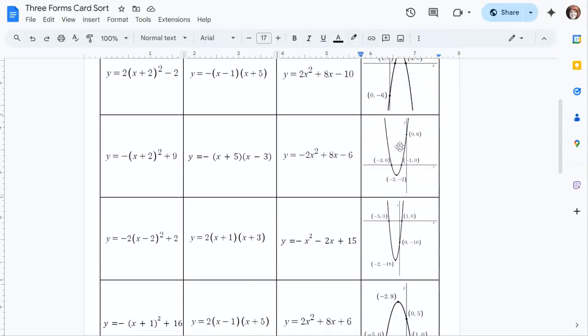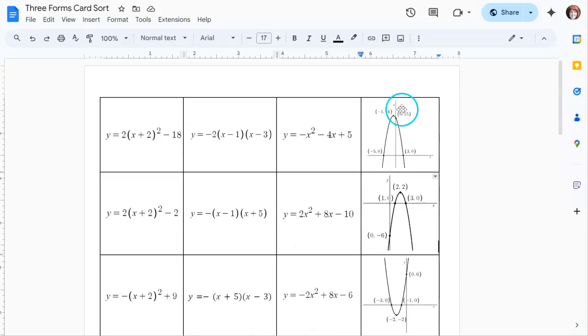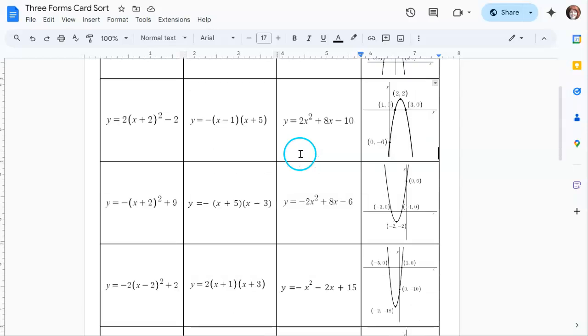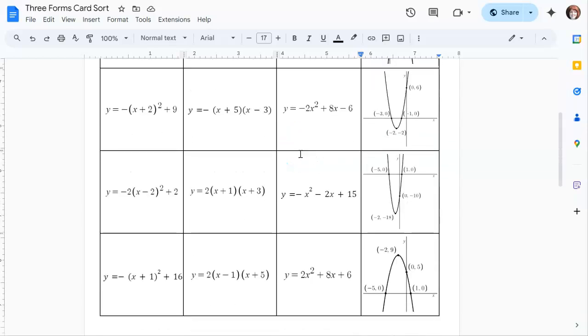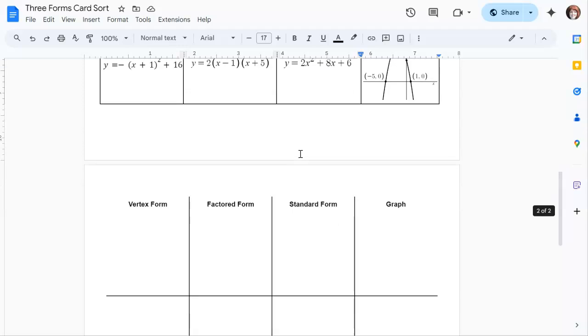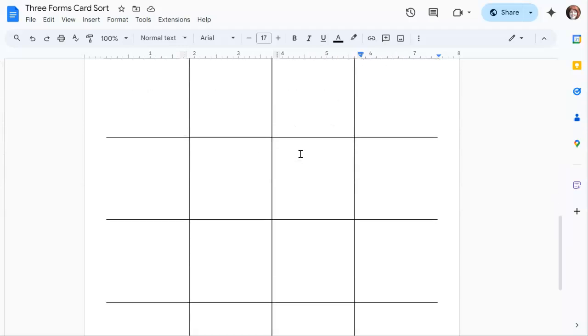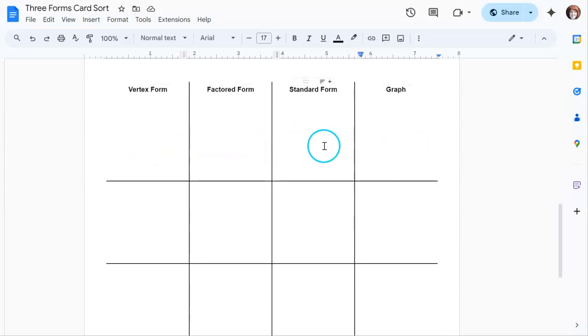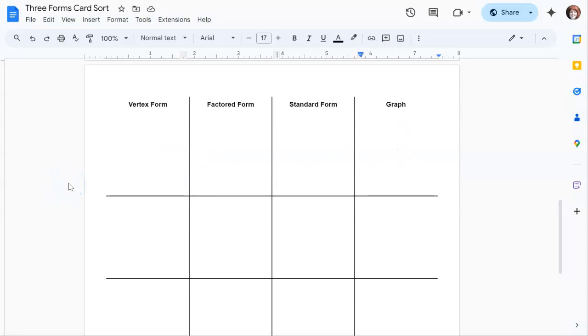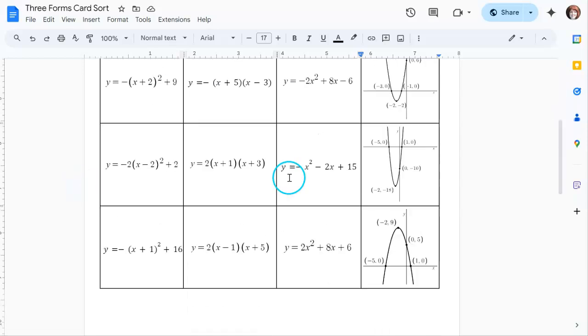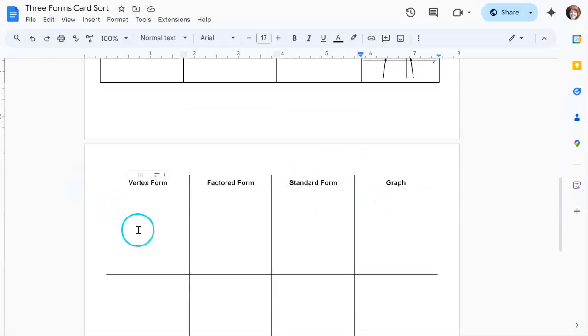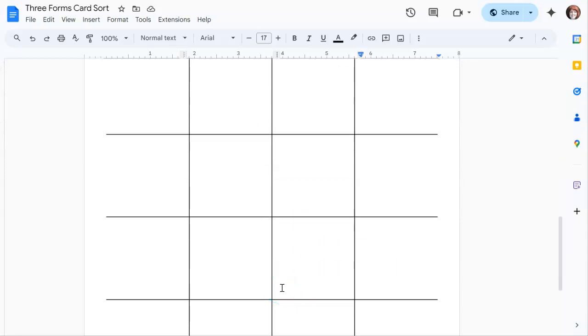So each row of this card sort will have a graph and 3 equations. These do not match. They will cut these out and lay them down, and I've given you a handy little grid here for them to lay them out. So they want to put all the ones that match in a row, and it doesn't matter the order. They can go in any order they want, but the graph would go on the far right, and then they're looking for the vertex form, the factored form, and the standard form that fits that graph, and they will do that all the way through.